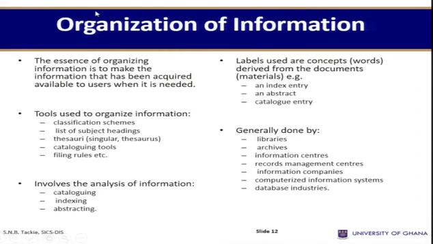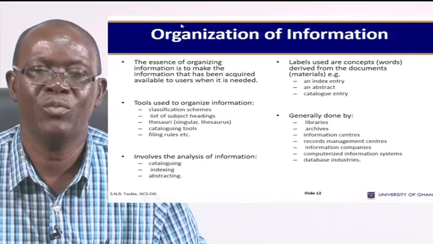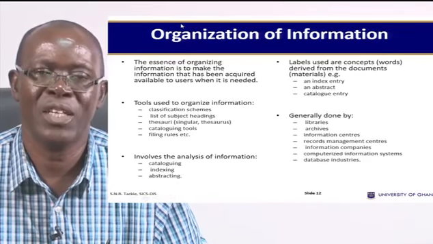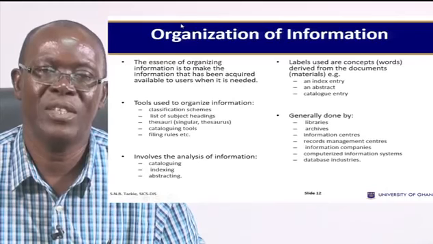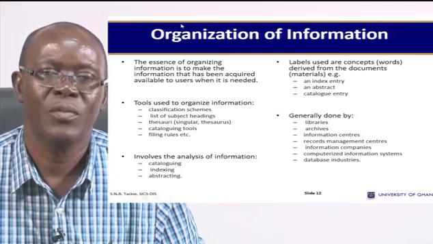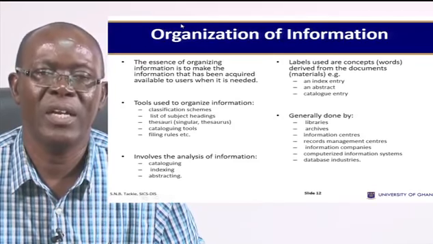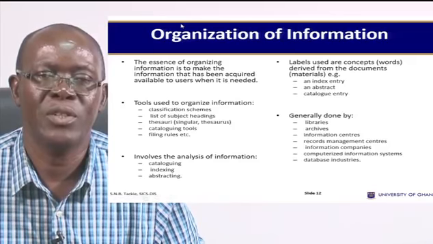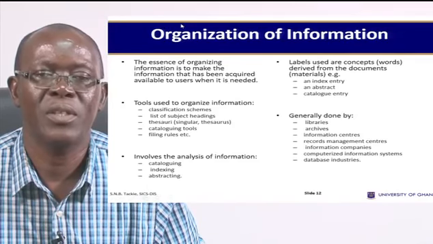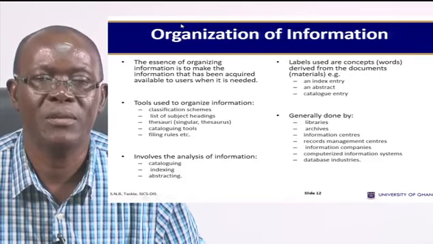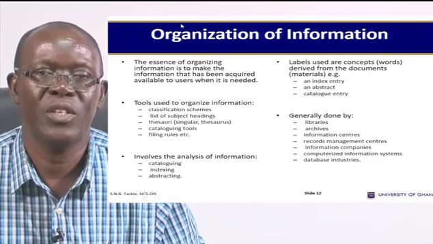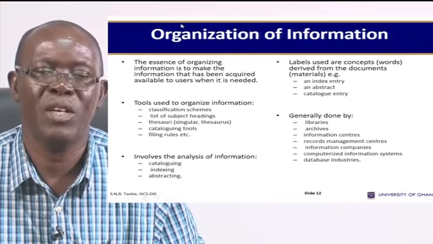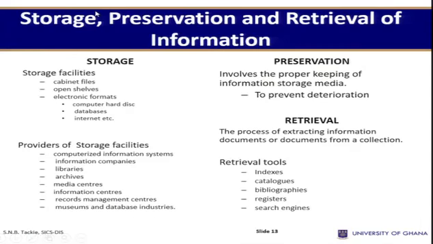And then labels are used to attach to the information resource, so that individuals who need information, both the information professional and the users of the information, can have easy access, or will be able to identify the particular information record easily. And these are done by libraries, archives, information centers, records management centers, information companies, computerized information systems, database industries. They organize information and make them available for use.